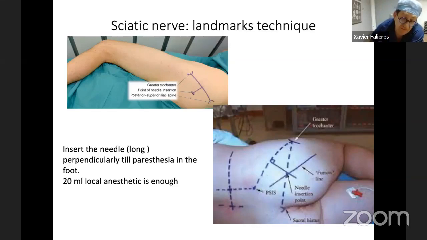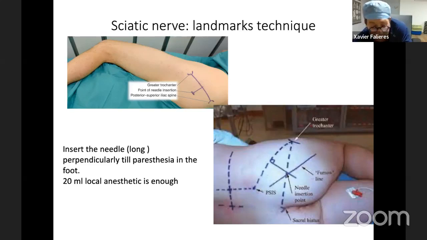There are two different possibilities. You mark the greater trochanter and the posterior superior iliac spine, the midline, and then 4 to 5 centimeters under. Or my preferred method is to localize the posterior superior iliac spine, the sacral hiatus, and the greater trochanter, draw two lines, and then the midline. The cross point with the line going from the sacral hiatus to the greater trochanter is the insertion point of the needle.